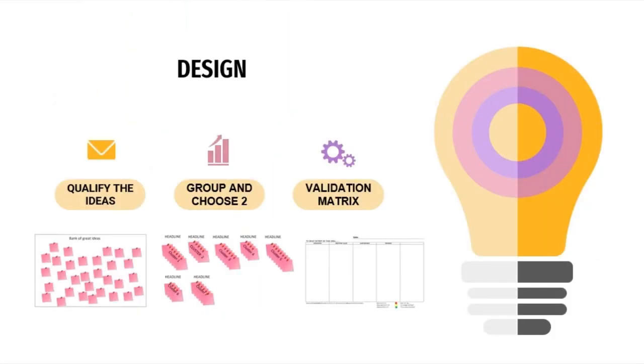When we switch to the design phase, we should know that here the ideas are qualified. First, in the dream phase, all the great ideas were created using different tools. Now we should make clusters of the ideas from the bank of great ideas and give each cluster a heading. From the idea catalog, we are supposed to choose the 2 best headlines and discuss the clusters.